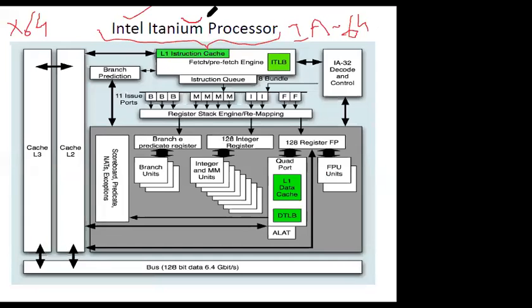This is the Intel Itanium processor, which was introduced in 2005, I say. And as you can see, we have three cache memories. One is the L1 data cache at this point. This is the instruction cache, ITLB. If you remember TLB, what is the use of TLB? TLB is the translation look-aside buffer.